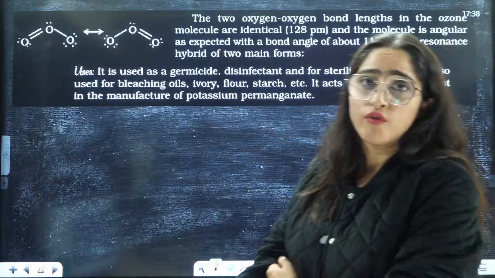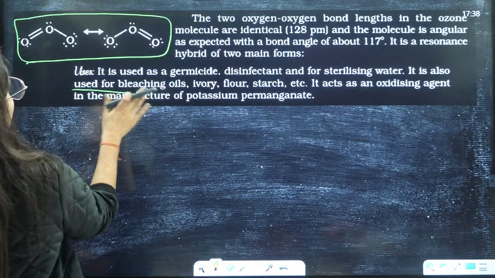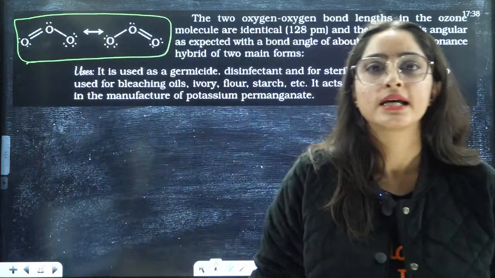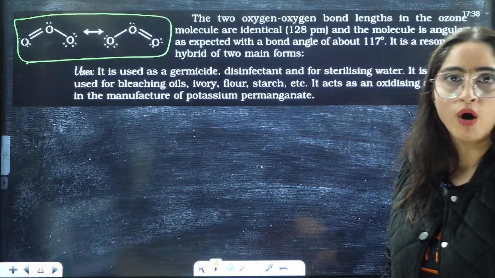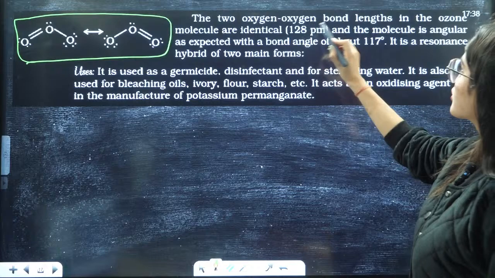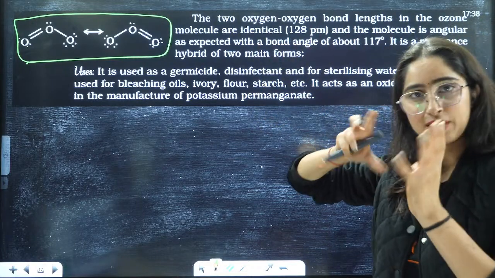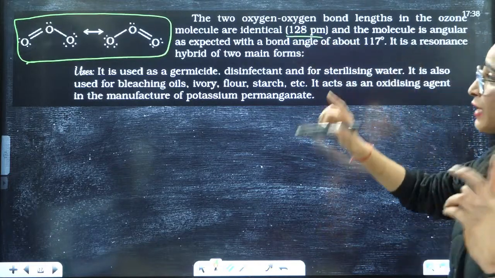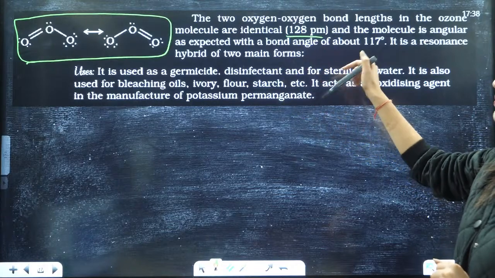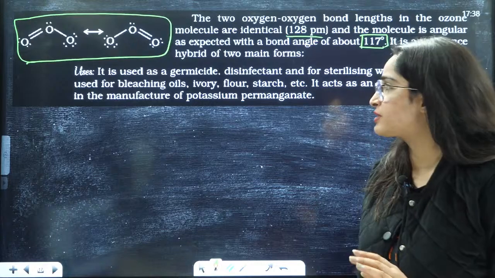Now the structure of ozone, right? This is the structure of ozone, very, very important. Right, the structure of ozone, the lone pairs, the resonance involved here, right? The two oxygen-oxygen bond lengths in the ozone molecule are identical. That means resonance is happening here. That is 128 picometer. The molecule is angular in shape, as expected, with a bond angle of about 117 degrees. It is a resonance hybrid of two main structures.